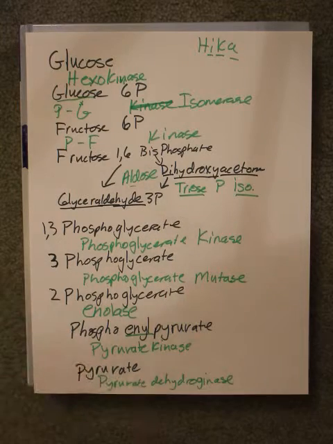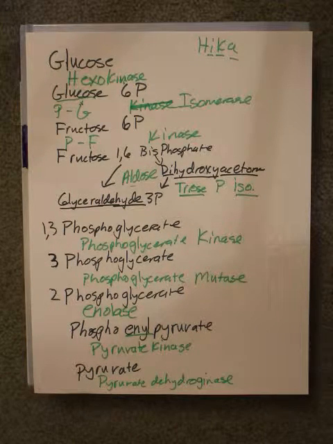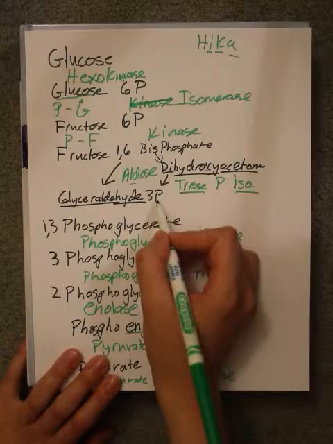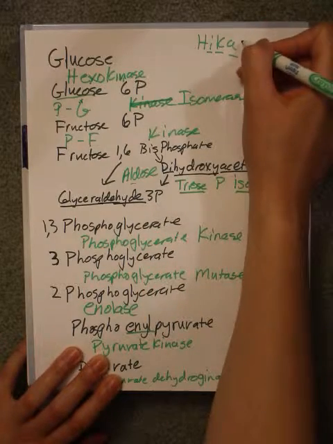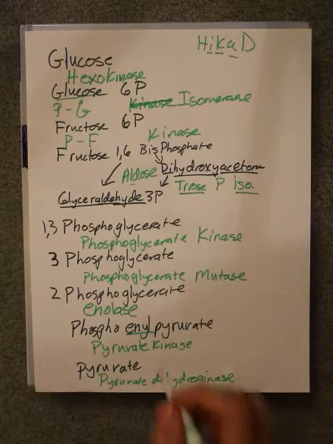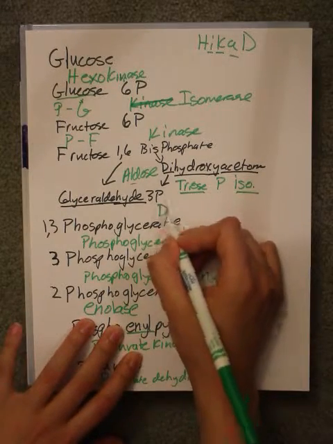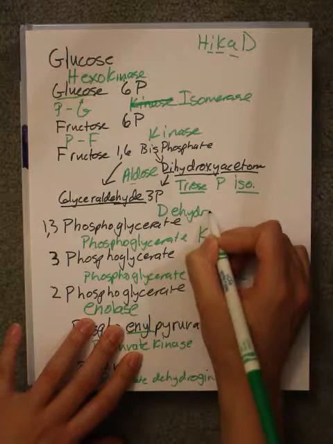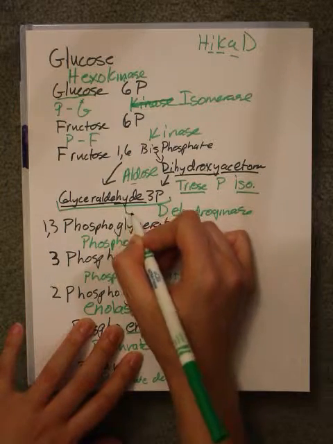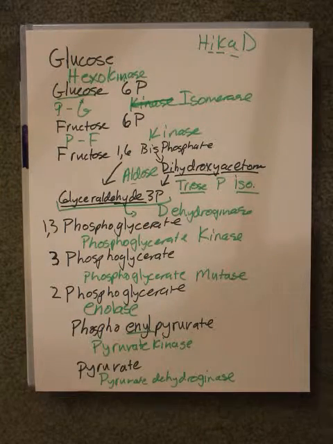Except for glyceraldehyde 3-phosphate to phosphoglycerate. That one I don't remember. Oh, actually that one's also really easy. So this one is just glyceraldehyde 3-phosphate dehydrogenase. So I'm gonna add a D. HICAD. Okay, and then, so that's a dehydrogenase. And then it's literally this word, dehydrogenase. And then you're all set.